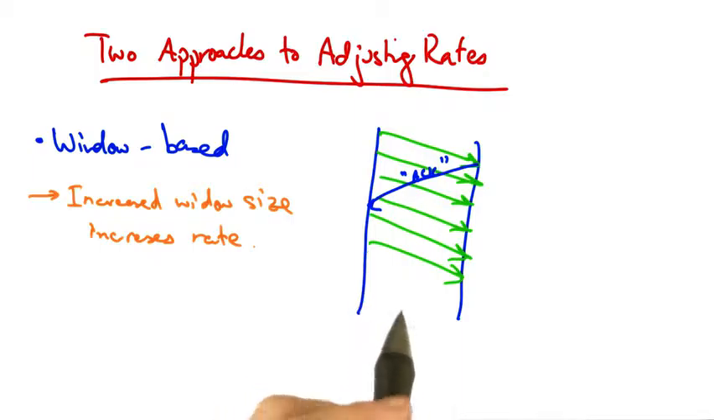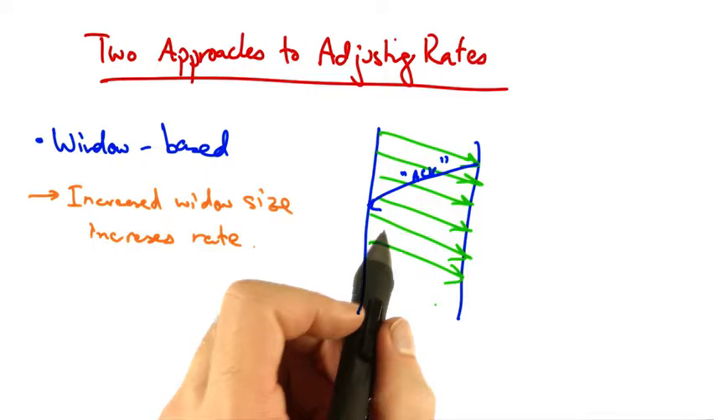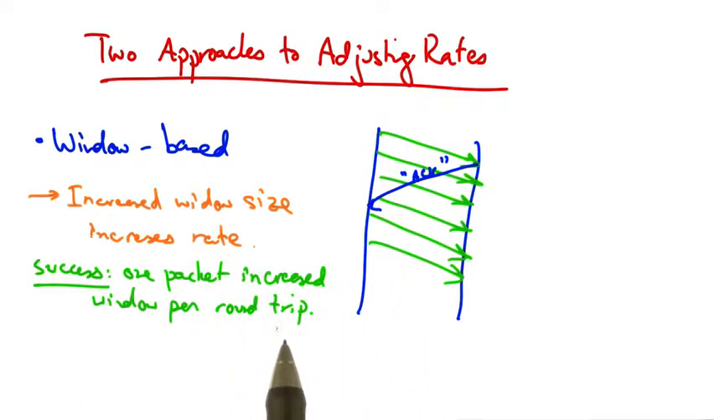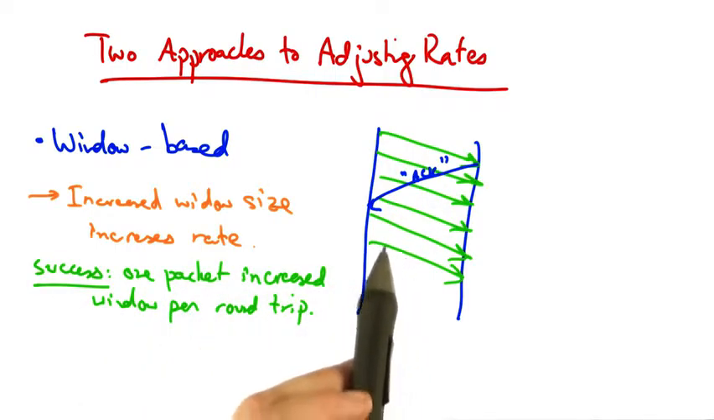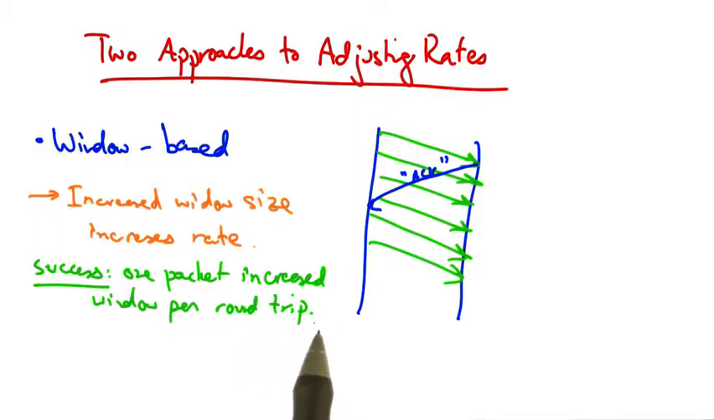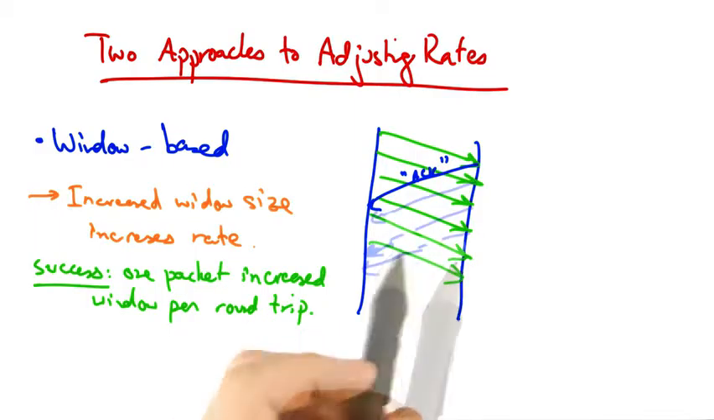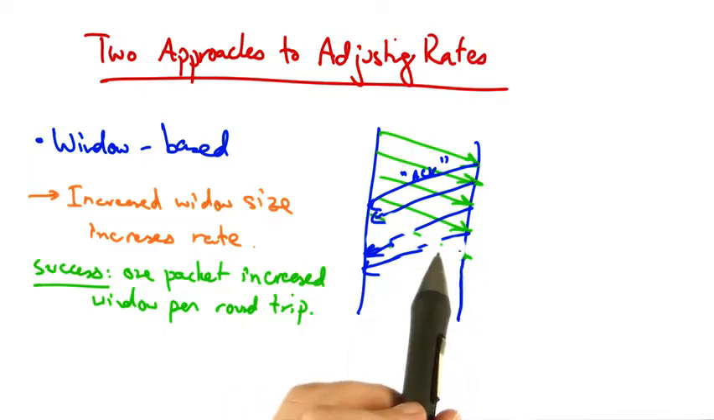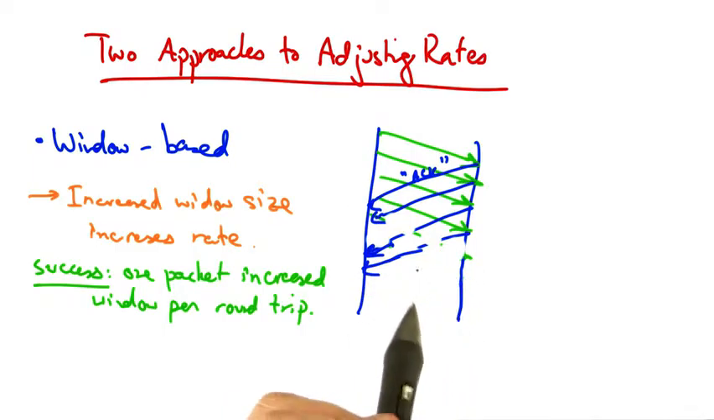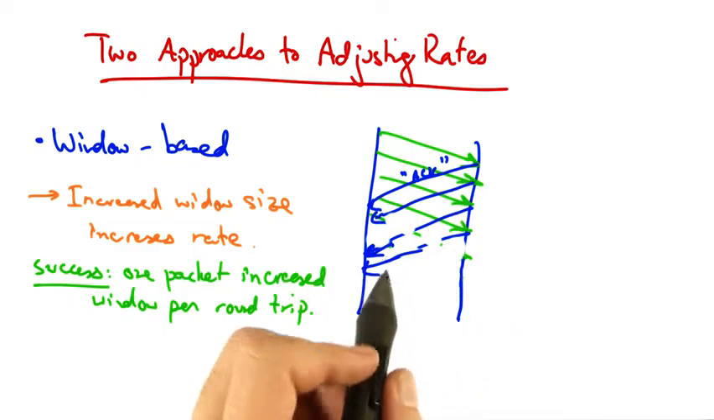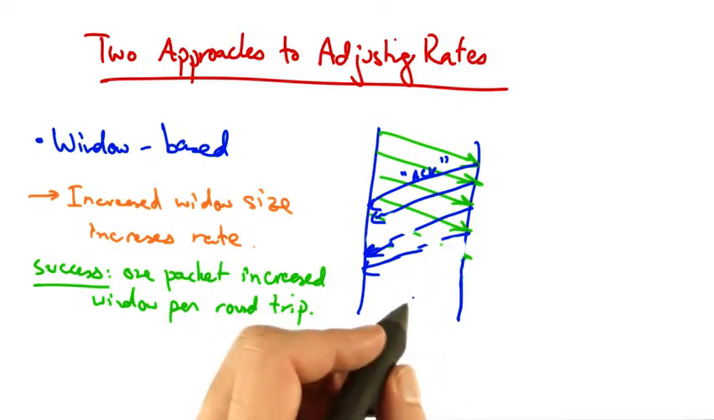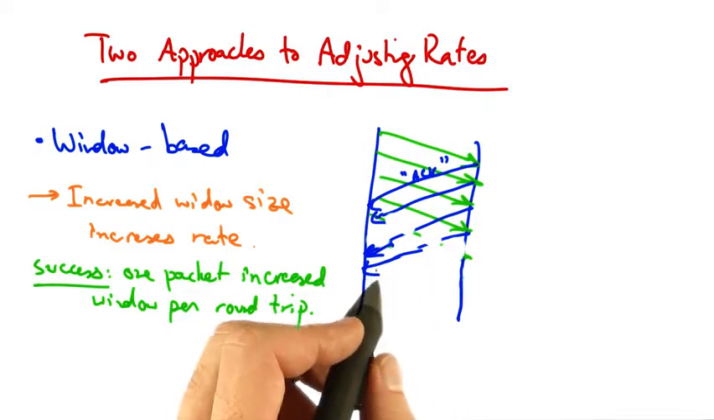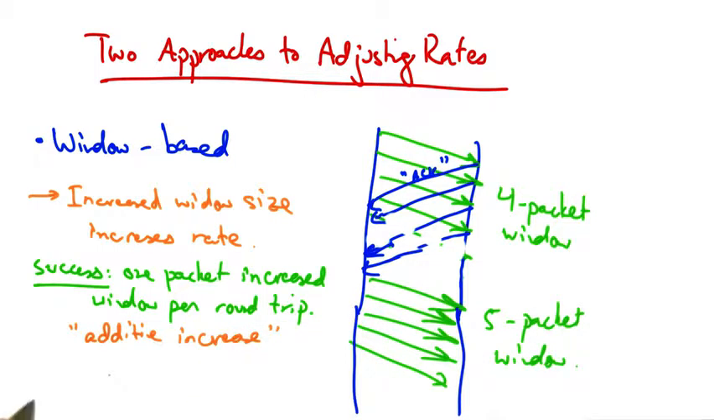In TCP, every time a sender receives an acknowledgment, it increases the window size. Upon a successful receipt, we want the sender to increase its window by 1 packet per round trip. So for example, if the sender's window was initially 4 packets, then at the end of a single round trip's worth of sending, we want the next set of transmissions to allow 5 packets to be outstanding. This is called additive increase.